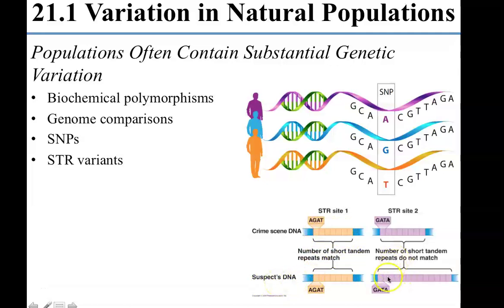However, when we go to site 2, we see that the number of short tandem repeats doesn't match. The suspect has a few extra short tandem repeats. So this bodes well for them because this suggests that they are not the criminal, and we can let them go free. So short tandem repeats and SNPs are just ways that we can zoom in on genetic variation between individuals to try to distinguish their relatedness.